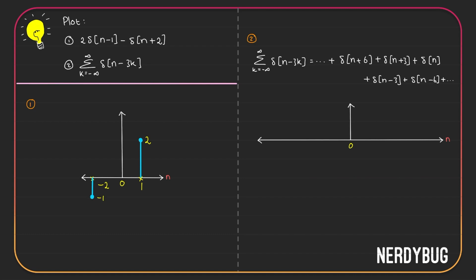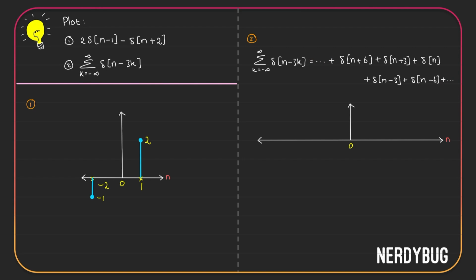The next question is summation from k equals minus infinity to infinity delta of n minus 3k. Giving different values to k, let's start from minus 2. If I give minus 2, it will be n minus minus 2 into 3, n plus 6. The next one, minus 1, n minus minus 1 into 3, n plus 3. Then k equals 0, delta of n. Then I'll have delta of n minus 3, giving k equals 1, k equals 2. So it goes on like that. So basically what we get is, we have one impulse at 0, we have one at minus 3, we have one at minus 6, we have one at 3, we have one at 6, and it goes on like that on both sides.